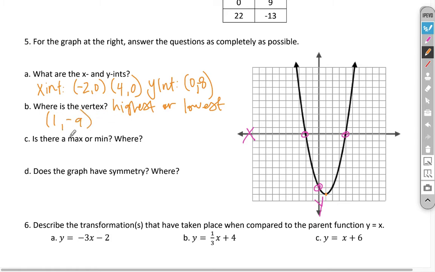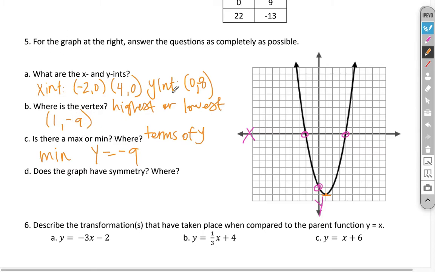And if we have a vertex, we also have a max or a min. In this case, it's the lowest point, so this is a minimum. Make sure you label if it's a max or min. So this is min, and we write this in terms of y. So our minimum here is y equals -9. All right, and if you notice, it's the y value of our vertex.